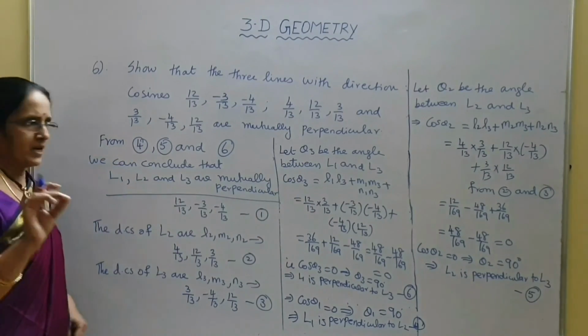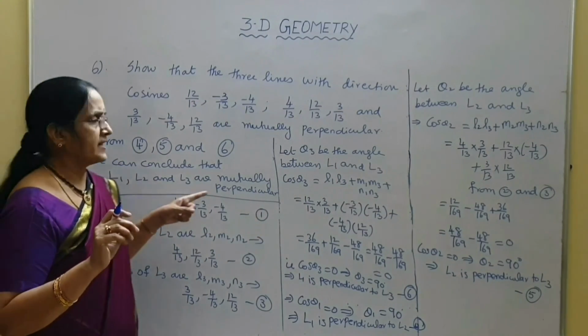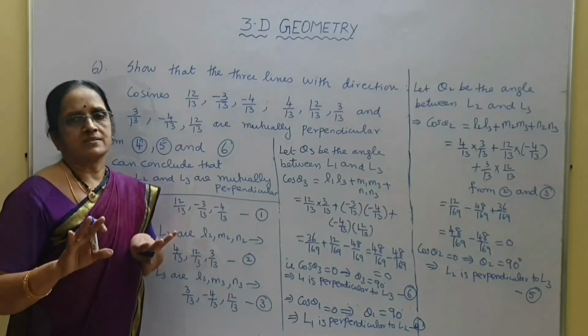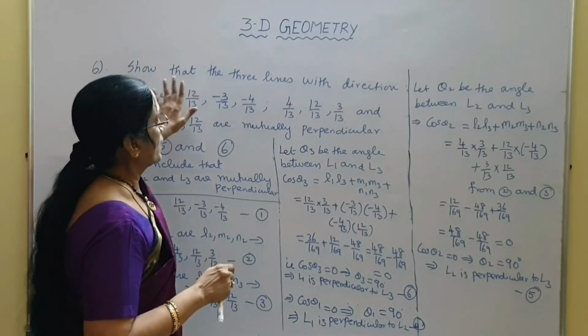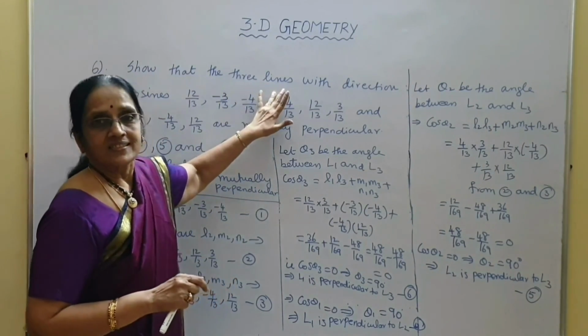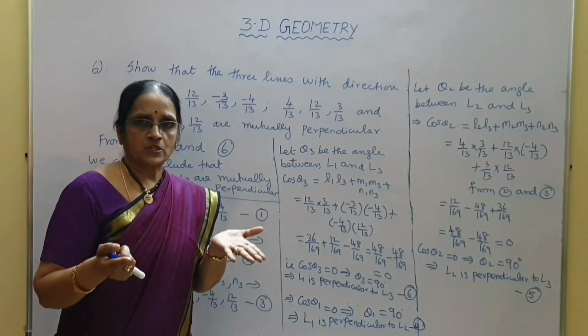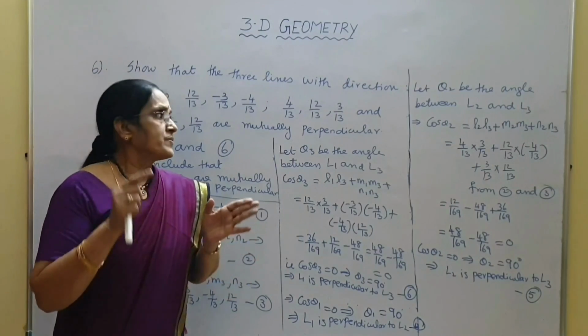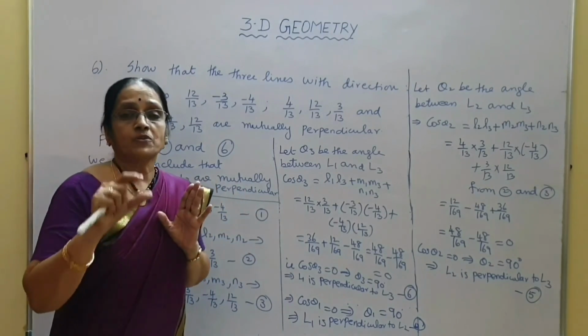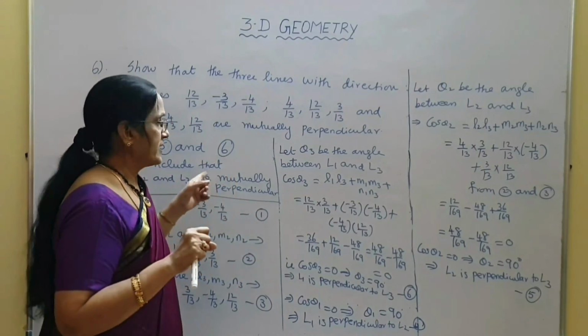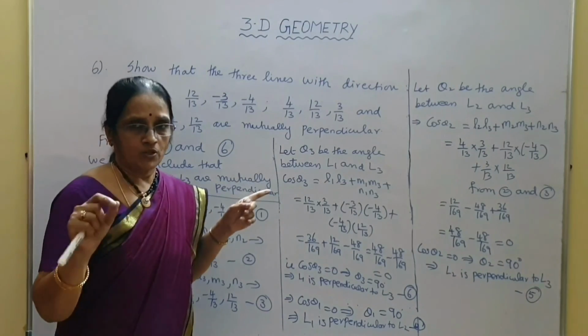You have to remember L1, L2, L3 are all our own assumption. So finally you have to write, therefore the three lines with given DCs are mutually perpendicular. So that is how you have to conclude the answer. I am not writing it on the board. You please make a note of it.